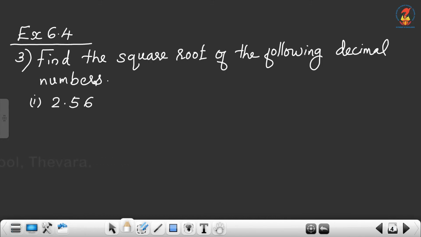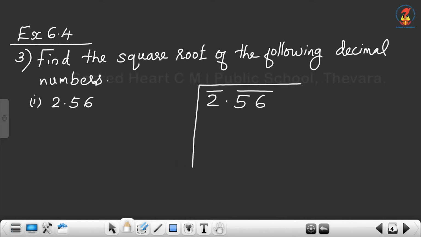Now we will consider the problems given in the exercise. Exercise 6.4, question number 3, find the square root of the following decimal numbers. Now first one is 2.56. You have to put a bar. Then consider the number under the extreme left bar, that is 2.